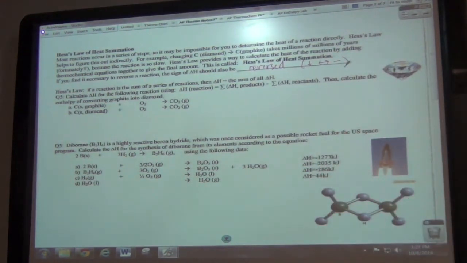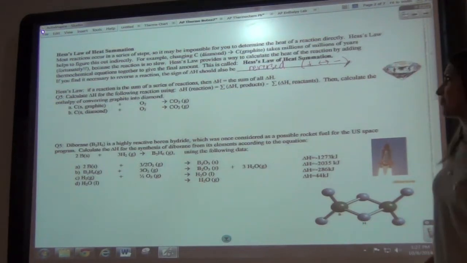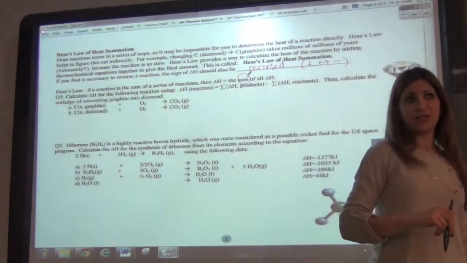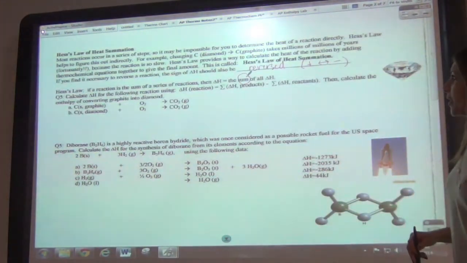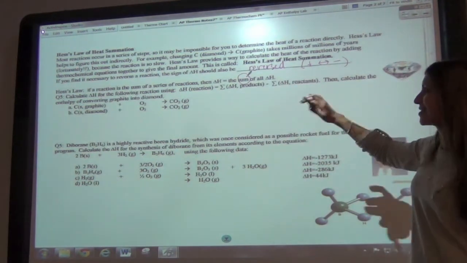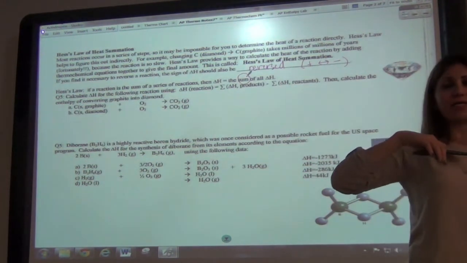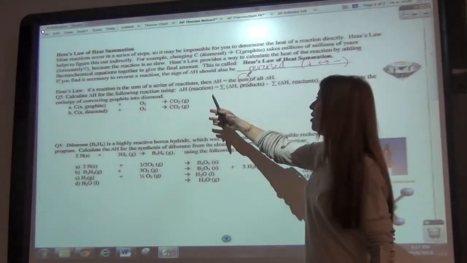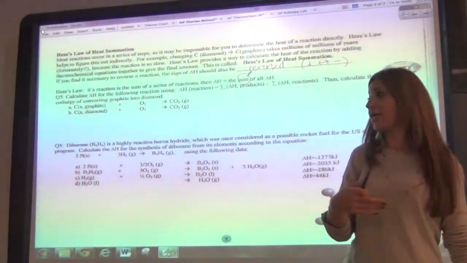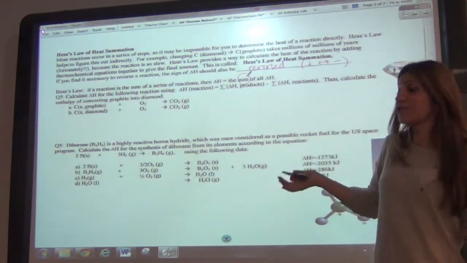Okay? So Hess's law states if a reaction is the sum of a series of reactions, then delta H is the sum of all of your delta H's. Okay? So we're going to calculate the delta H for this reaction using products minus reactants, and then we're going to convert graphite into diamond. It's nice that on this one, we actually do have the reaction. We can use our thermo chart in order to figure this out. So let's do it that way.